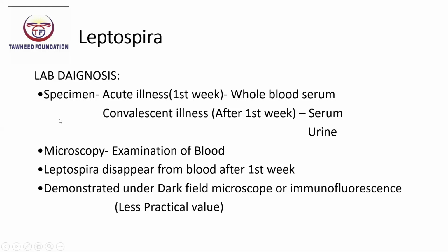Laboratory diagnosis depends on the phase of illness. In the first week, that is the septicemia phase, leptospires can be detected in whole blood or serum. After the first week, they disappear from blood but may appear in urine, which becomes the specimen of choice for late infection. Dark field microscopy or immunofluorescence may detect leptospires, but these methods are not highly practical.